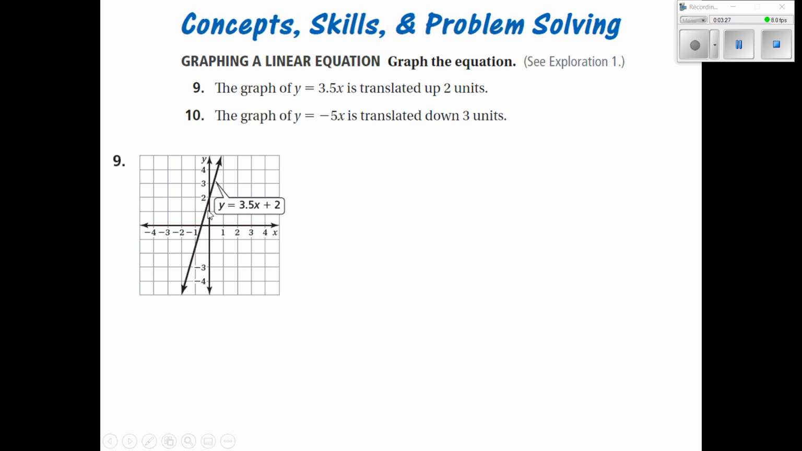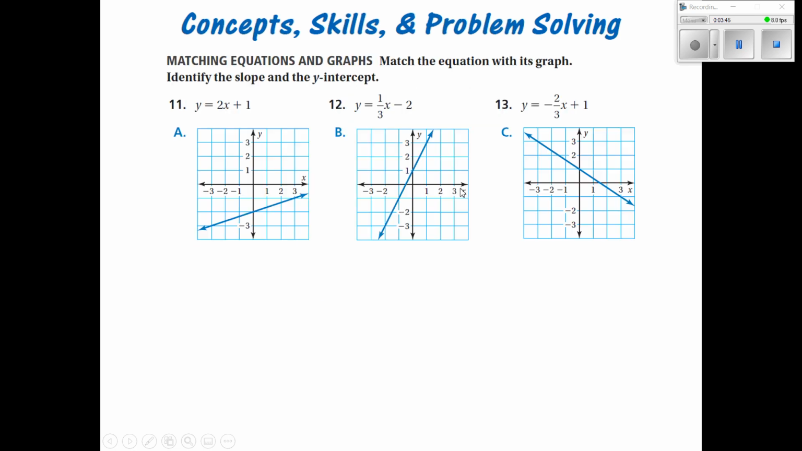Everybody see that's 1, 2, 3, and then just a little more, right? 0.5 halfway through. And that's where it crosses through my negative 1. So when it comes over here, it'll be going up 3.5 and then over 1. And let's see, 10 is for you to do. Let's go to number 11.